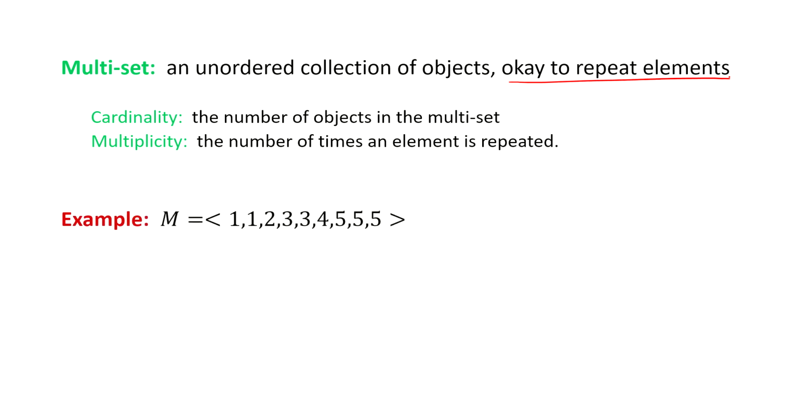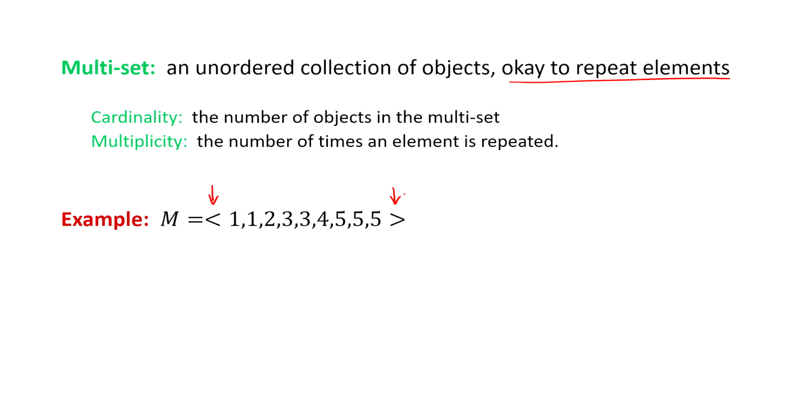Now, to indicate that we're dealing with multisets as opposed to regular old sets, the symbols do change. You get these things that look like greater than and less than symbols instead of the curly brackets like regular sets have, and this just indicates you have a multiset. In other words, don't delete the repeated objects now. Okay. So here's an example. We've got 1, 1, 2, 3, 3, 4, 5, 5, 5.